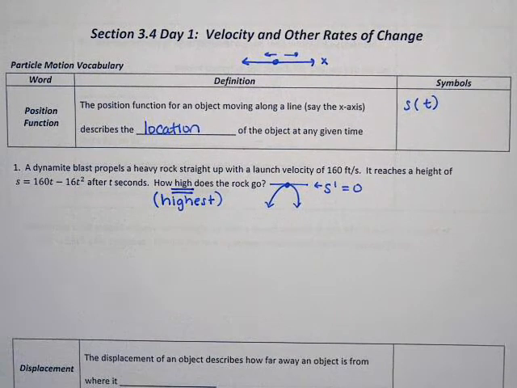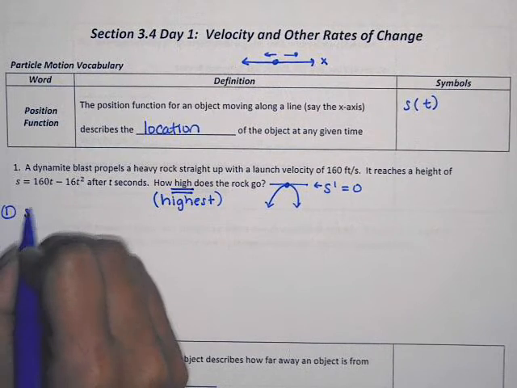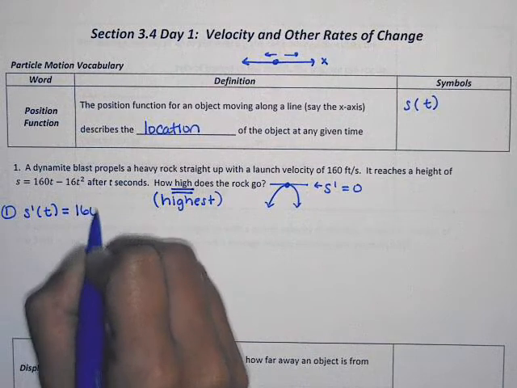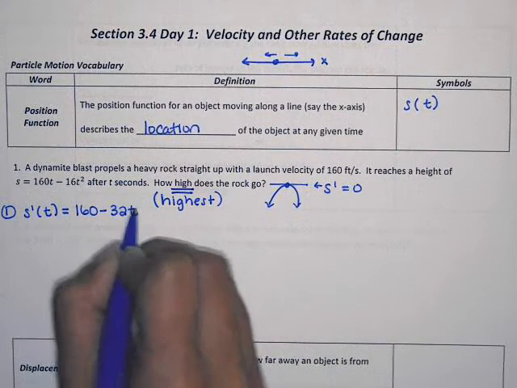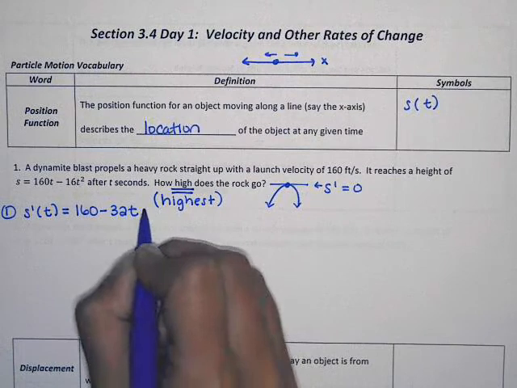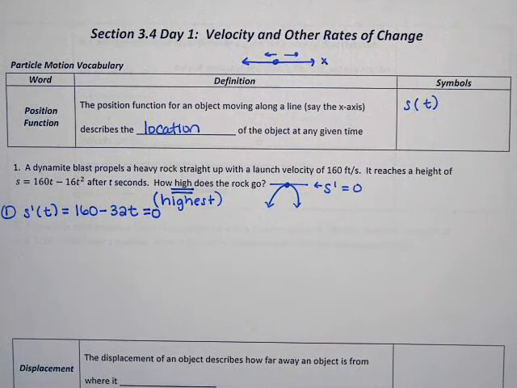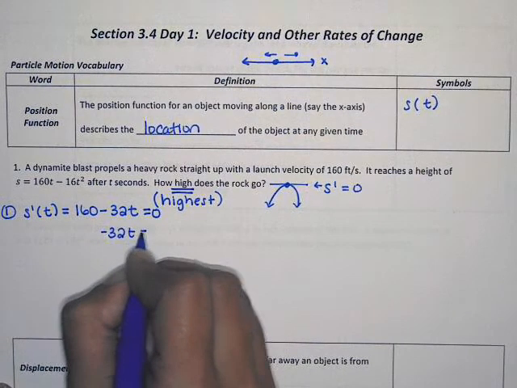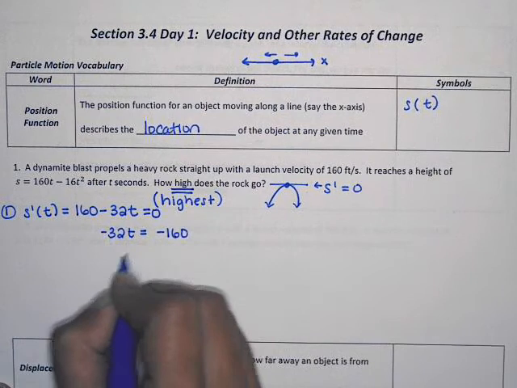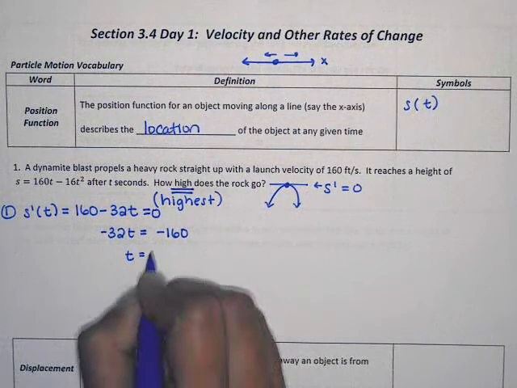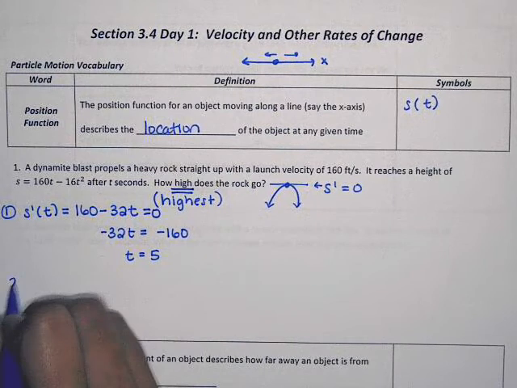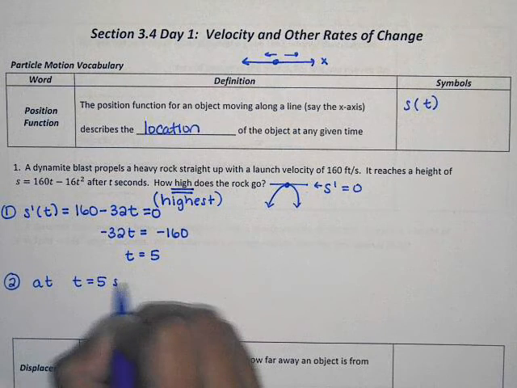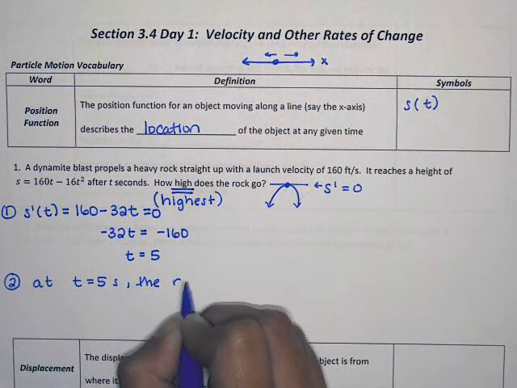So to solve this problem, we would first start by taking the derivative of our position function. The derivative would be equal to 160 minus 32t. Now we want to know where our derivative equals 0 because that's going to be the place where there's a maximum or a minimum. So we would have negative 32t equals negative 160, which if we divide gives us 5. So, at t equals 5 seconds, the rock reaches a maximum.